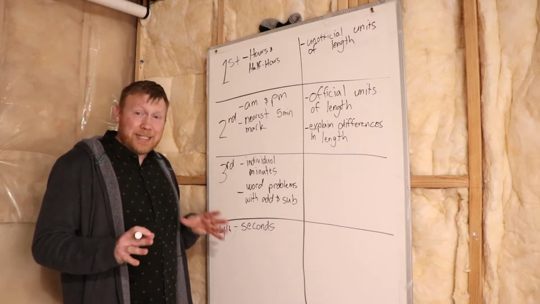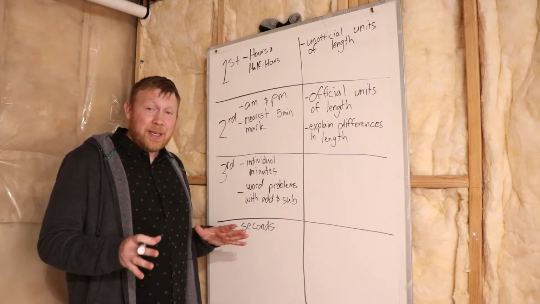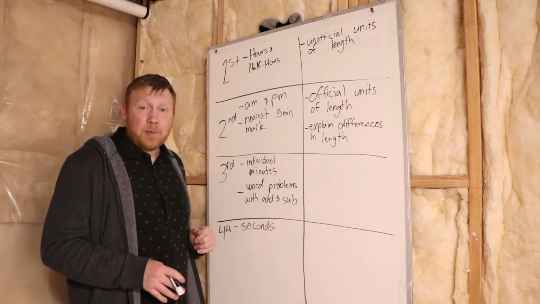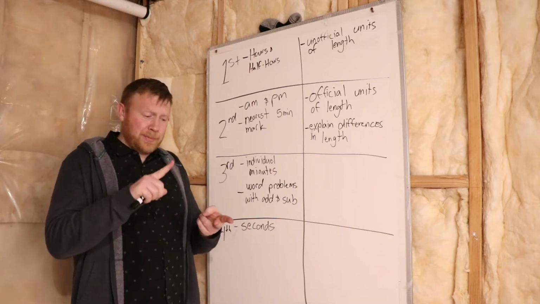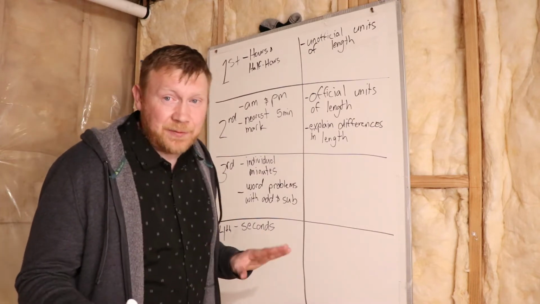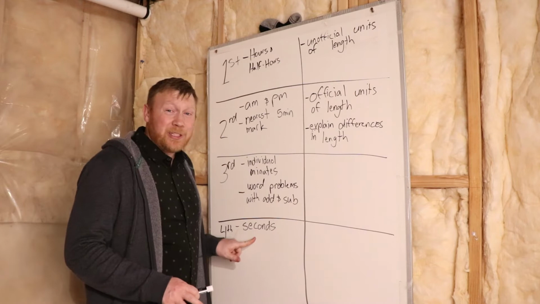In 3rd grade, in addition to telling time, they also need to be able to add and subtract time using word problems. This includes problems of start times, end times, and even elapsed times. Now, learning about time finishes in 4th grade, where they're learning about individual seconds.